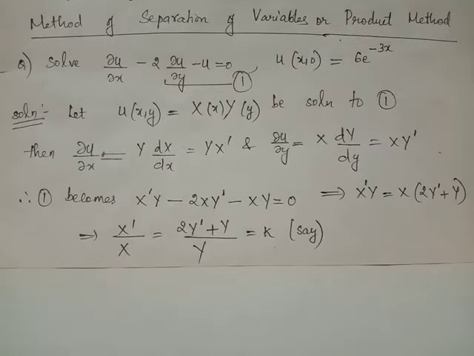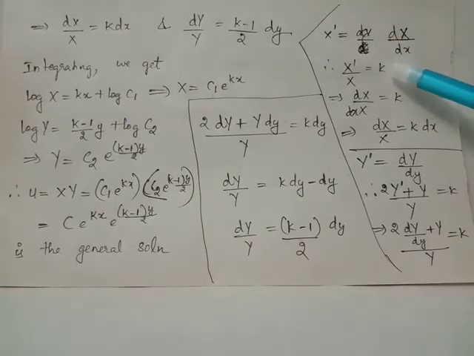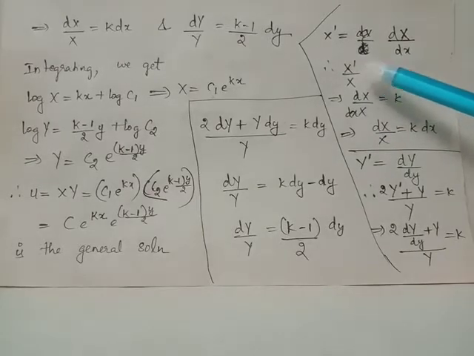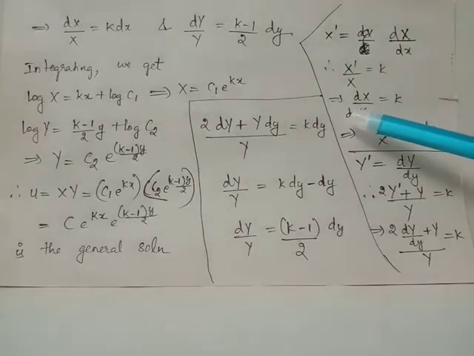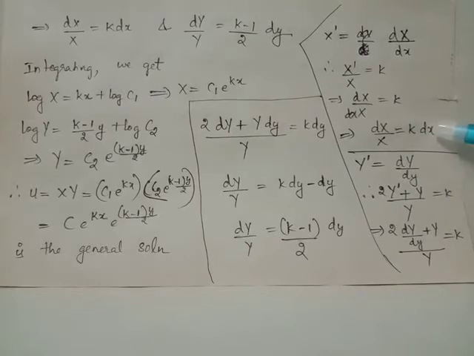Now we do the variable separation. We have X'/X = (2Y' + Y)/Y. Both of these expressions can be equated to a constant k. When X'/X is equated to k, we have X' = dX/dx. Thus, this equation can be rewritten as (dX/dx)/X = k. When dx is taken to the RHS along with k, this becomes dX/X = k dx.